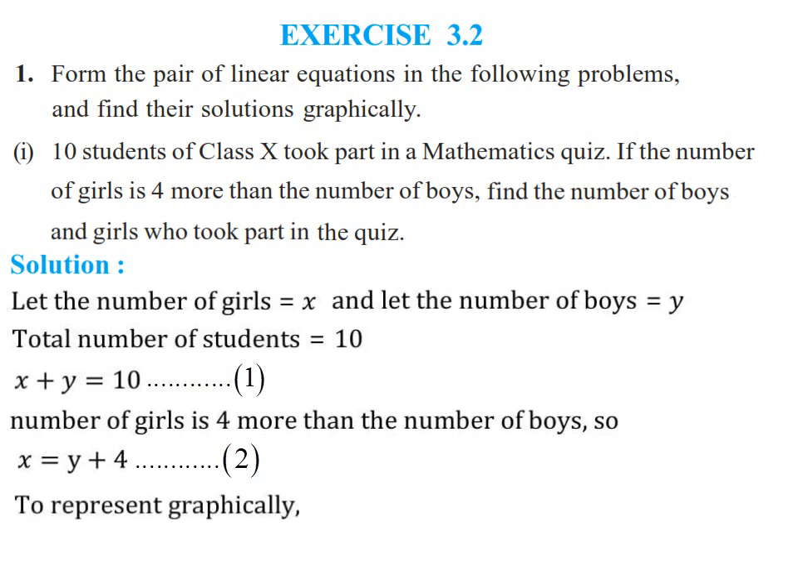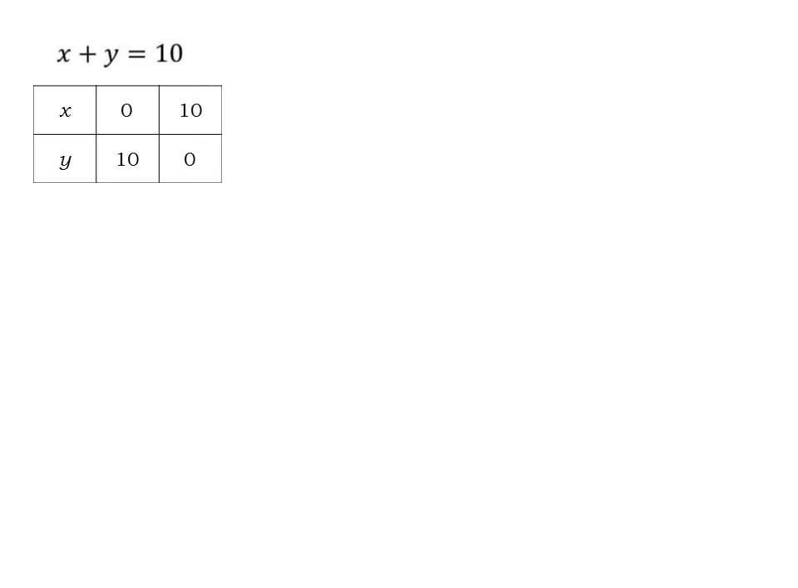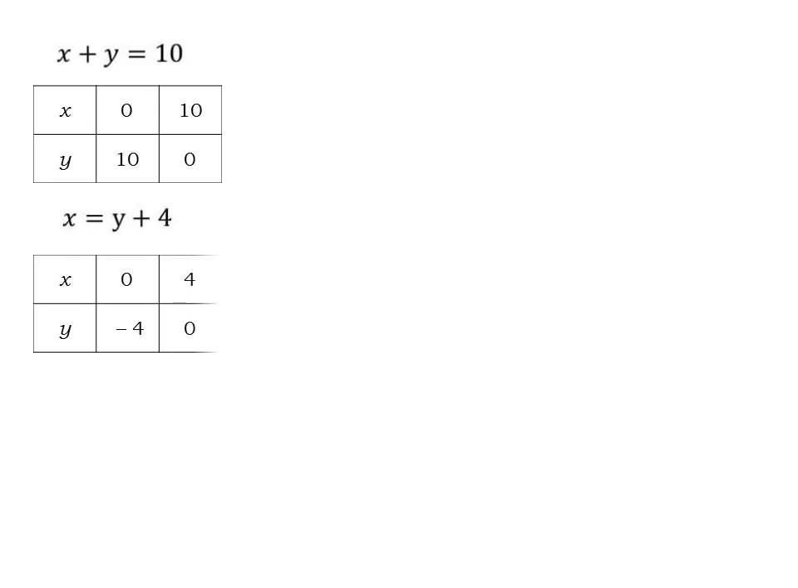What we have to do is plot the points. From the first equation x plus y is equal to 10, we will get 2 points: (0, 10) and (10, 0). Similarly, x equals y plus 4 is the second equation, and we will get the 2 points (0, -4) and (4, 0). Now in this question I will show you the whole graph, how you can build a graph. In the exam, if a graph is asked, you have to draw it the way I am explaining.